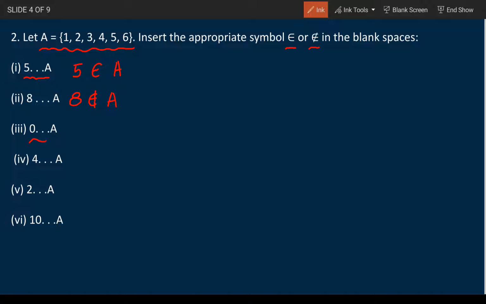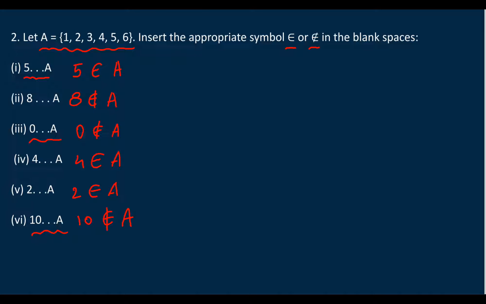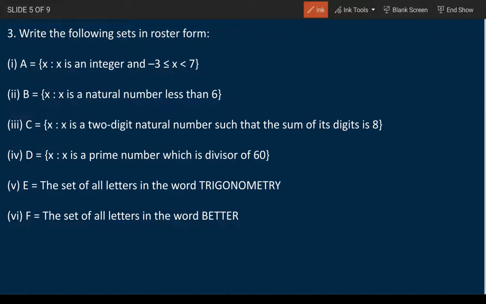0 also does not belong to A. So 0 does not belong to A. 4 belongs to A. 2 also belongs to A. 10: we don't have the element 10 in set A, so we can write that 10 does not belong to A. We have a third question.